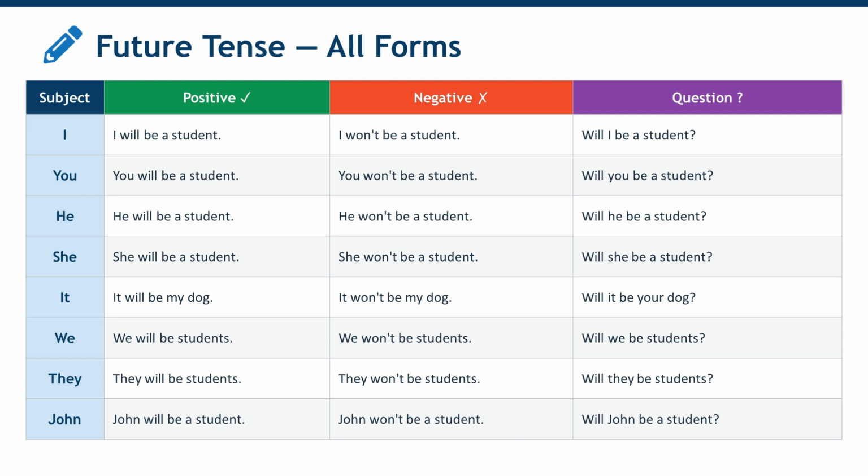For questions, we move will before the subject. Will I be a student? Will you be a student? Will he be a student? Will she be a student? Will it be your dog? Will we be students? Will they be students? Will John be a student? Notice that in the future tense, the form is the same for all subjects. We always use will be.